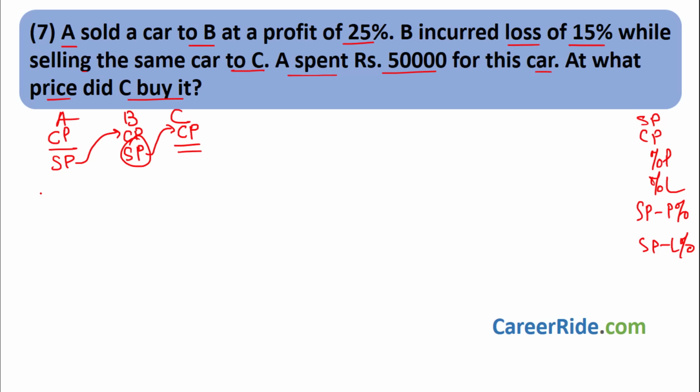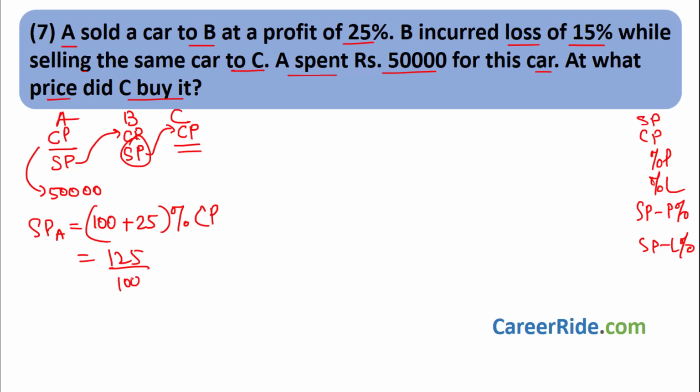What is the cost price for A? We know it is given as 50,000 rupees. What is the selling price of A? Since A gets profit, it would be (100 plus profit percent 25%) divided by 100, multiplied by cost price, that is 125 upon 100 into 50,000. That would be 62,500 rupees. This is nothing but the selling price of A.